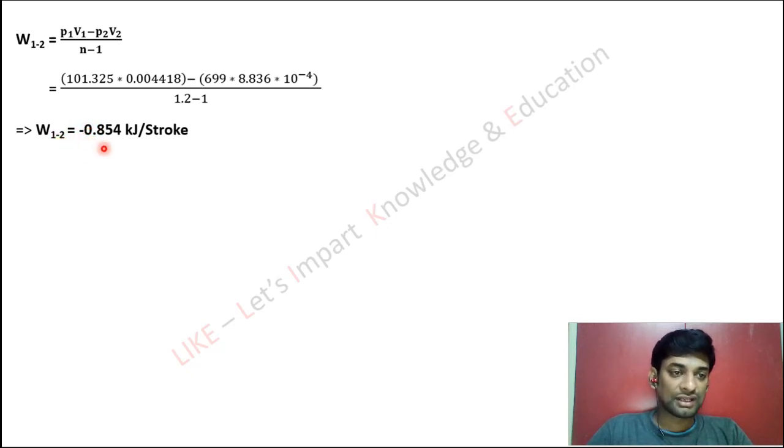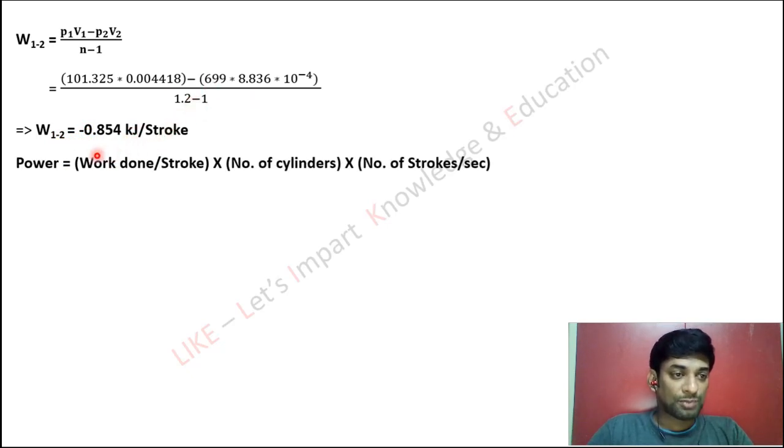Now we have calculated for a single stroke. Okay. Now you have to calculate power. So power is equal to, this is a formula you must note down, work done into number of cylinders into number of strokes, because work done is calculated for a single stroke. So when the piston is moved from one position to another position, we have calculated, that is state 1 to state 2. State 1 means, for example, piston is at bottom position. State 2 means top position. For a single movement, you have calculated work done.